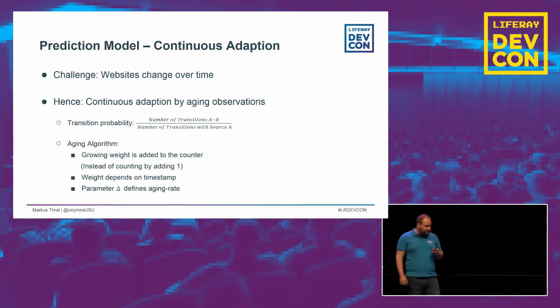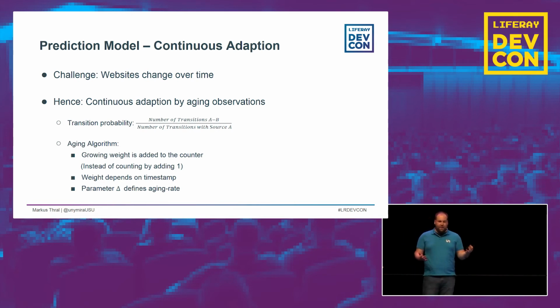The typical transition probability is calculated by dividing the number of transitions from, for example, A to B by the number of transitions with the source A. And there you have the transition probability. That means you have two counters, and with every observation of a navigation step a user makes, the transition probability is adapted. But that's not enough. We need, as I said, aging observations, which means an observation made today is more important for the model than an observation made, for example, 2 weeks ago.